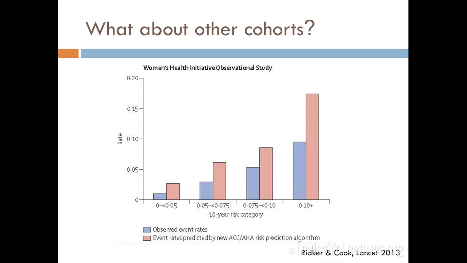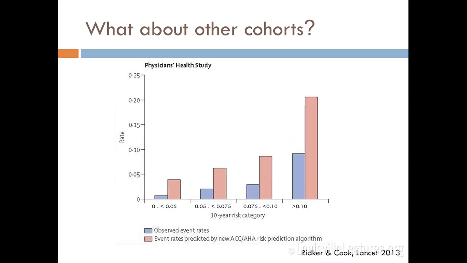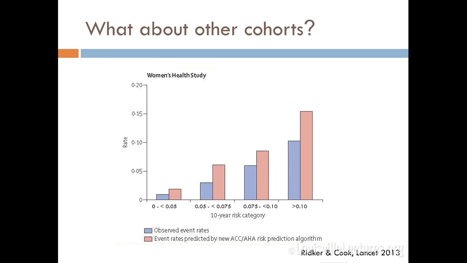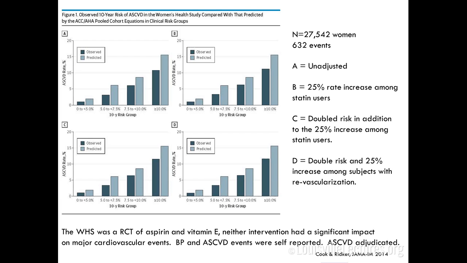But this is just women, right? It's not an ethnically diverse population. Women's Health, the Physicians' Health Study, this is what the risk score predicts with the event rate. This is what was observed, the tremendous overestimation. The Women's Health Study, same thing.